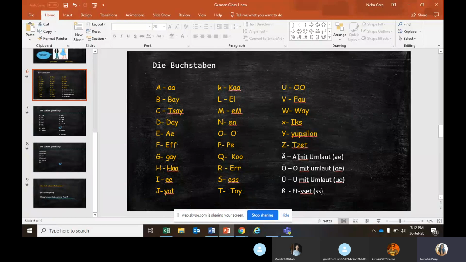Similarly, it goes with these three characters also. If you're not able to type A with umlaut, you can write A, E. That is also considered as A with umlaut. You can see it in the bracket here.